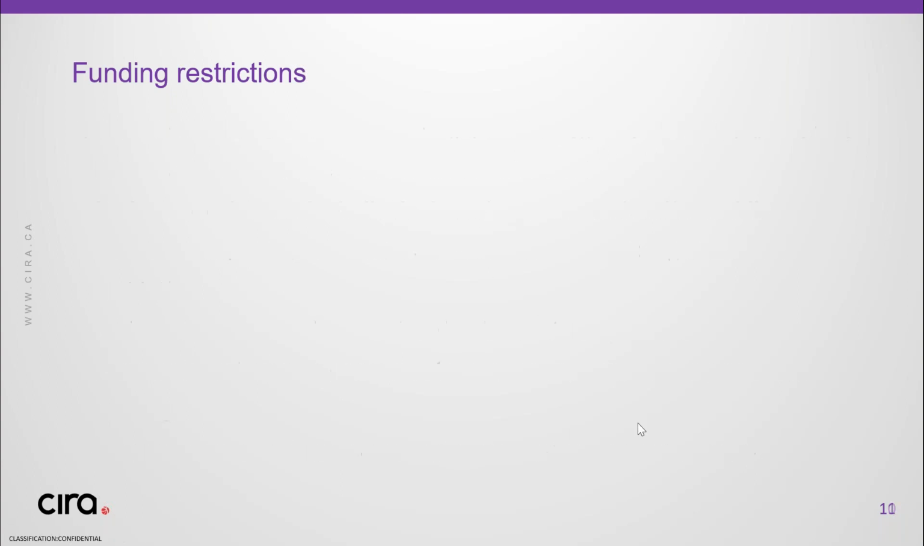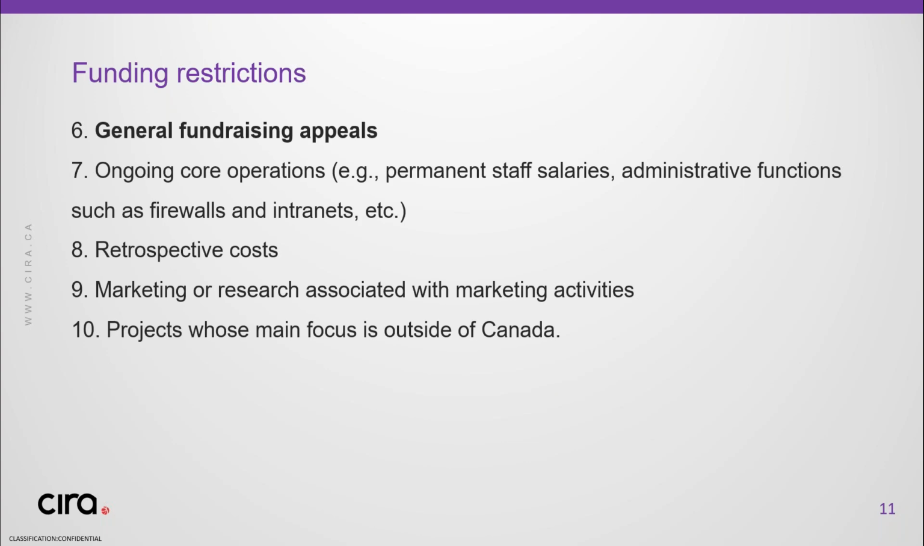And projects, as I mentioned, the general fundraising appeals are not eligible. Ongoing core operations, also not eligible, but you can get funding for the specific core people or equipment that you need to be able to deliver a project. So not all your organizational costs, but the ones that are targeted specifically to your project delivery. Retrospective costs means costs that you've already incurred. We cannot fund those. Marketing or research associated with marketing activities, again, not allowed, and projects whose main focus is outside of Canada would not be eligible.